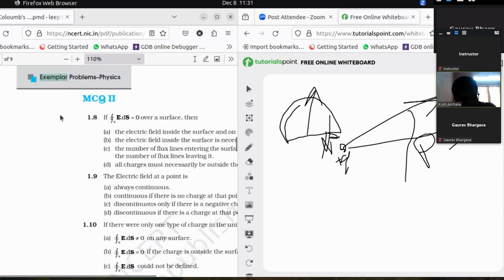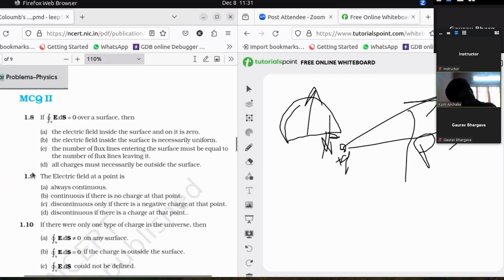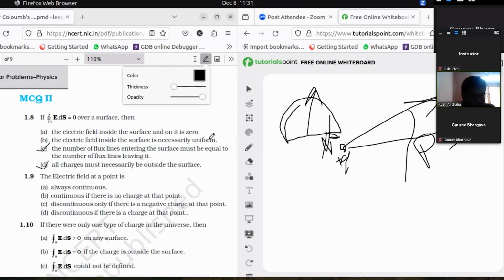Okay. I think this is necessary: the number of flux entering must be equal to the number of flux leaving, and this is also true. So it has more than one correct. This I'm definitely sure of. Okay, we have the option of writing here also. We can say C is correct, D is correct. Electric field inside the surface is 0. We can say this, but it is a conditional statement, so I am not very sure about this. It will depend on two situations.